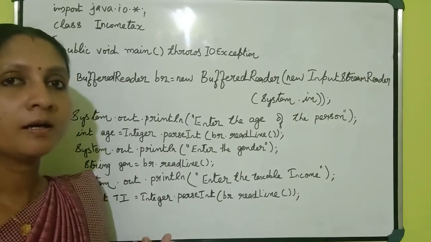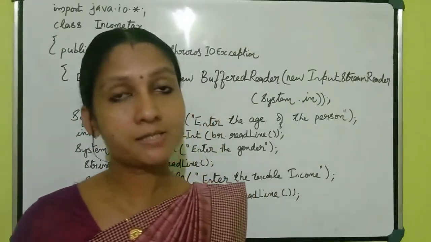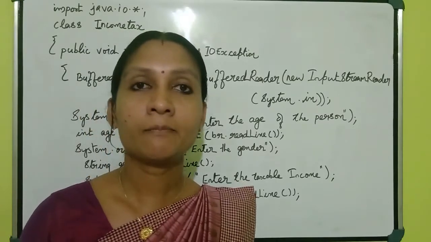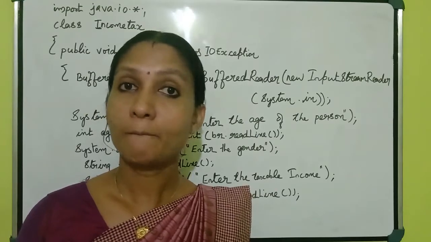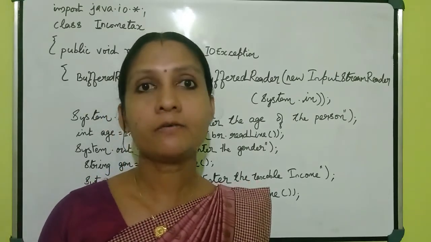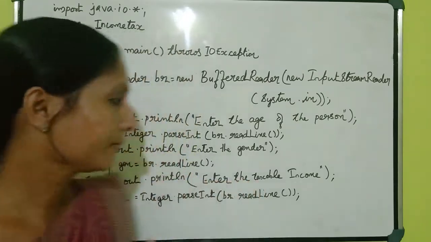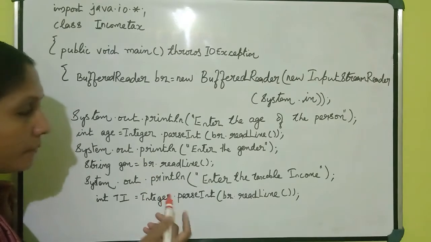Listen all of you. Gender may be a string variable, otherwise maybe a character. Sometimes they will enter M or F, otherwise they will enter female or male. Then I will give the data type here as string. Okay. Then String gen is equal to, how can you read a string variable?